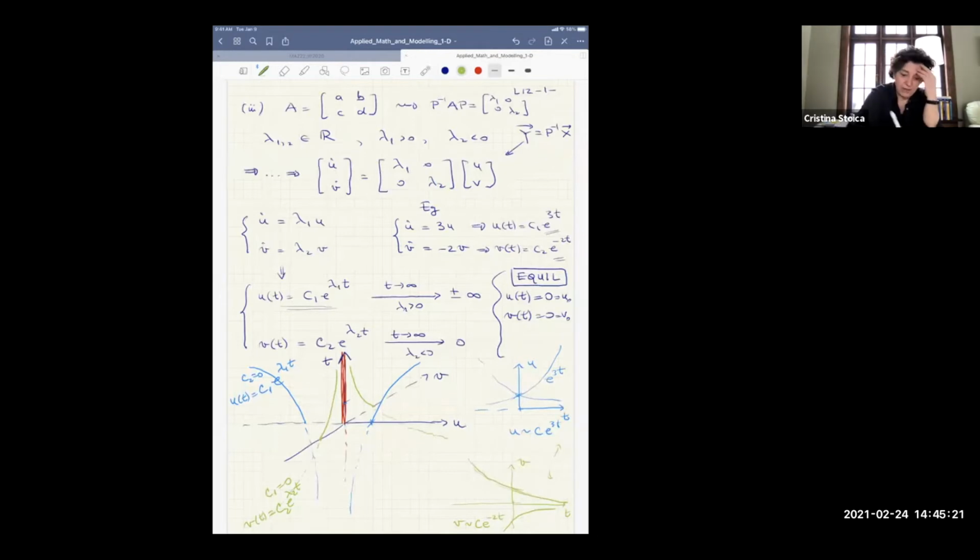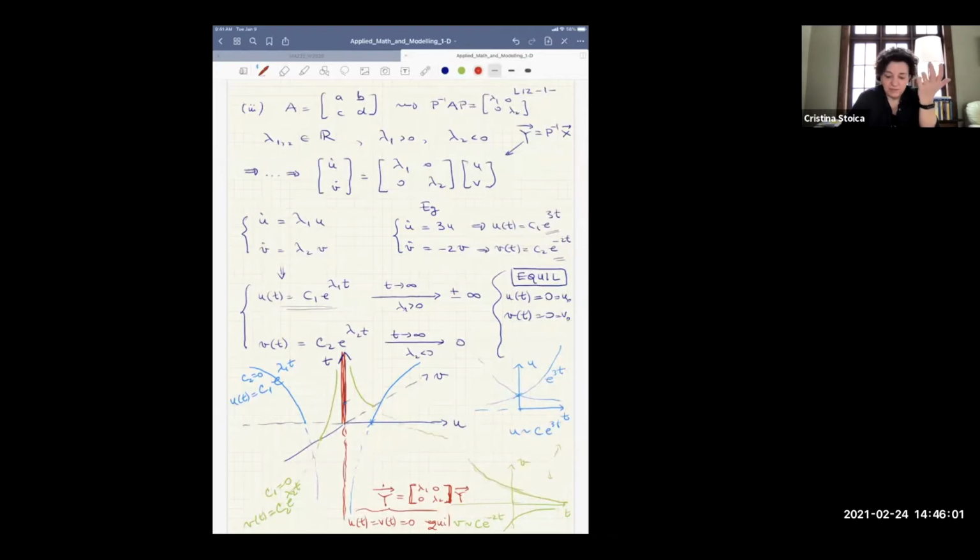In the middle here, not moving at all, this red thing, u of t equals v of t equals 0, is the equilibrium for y dot equals the matrix with lambda 1, 0, 0, lambda 2 times y. It's in the shifted coordinates, the coordinates where we diagonalize the matrix. Okay, that's what we're doing.